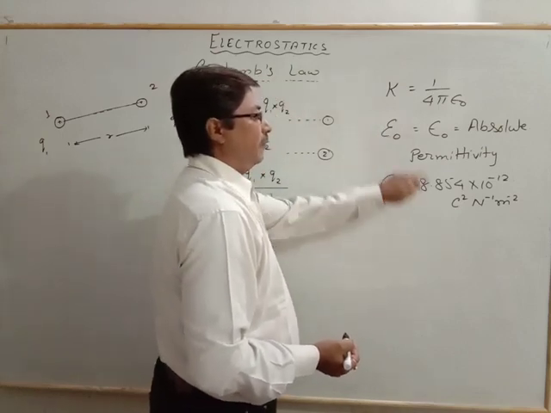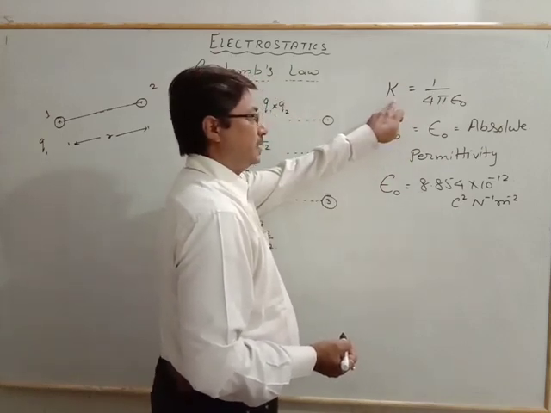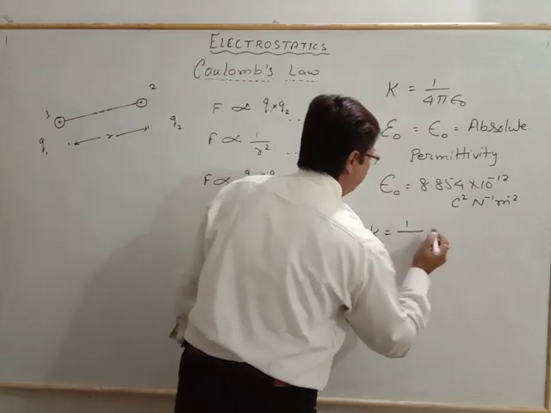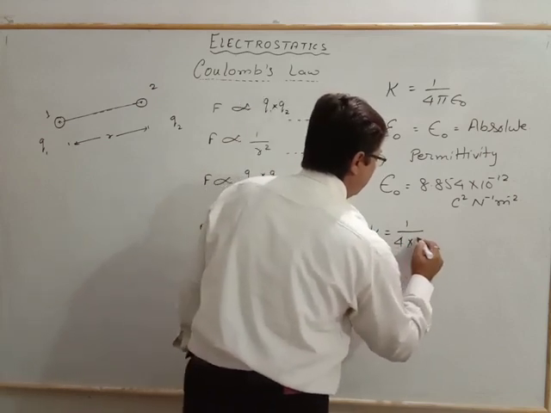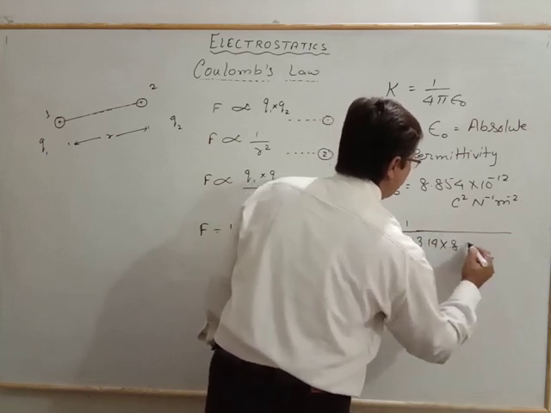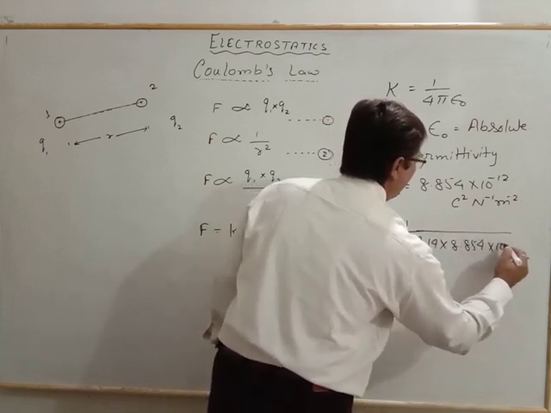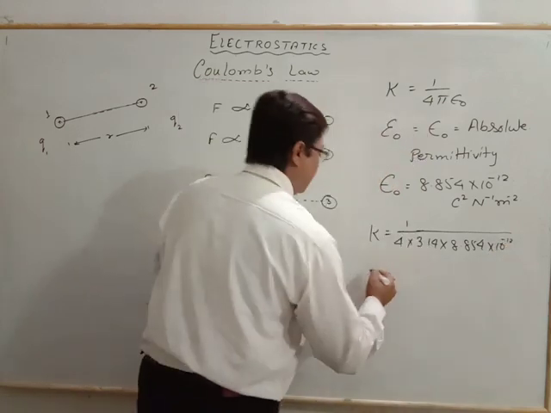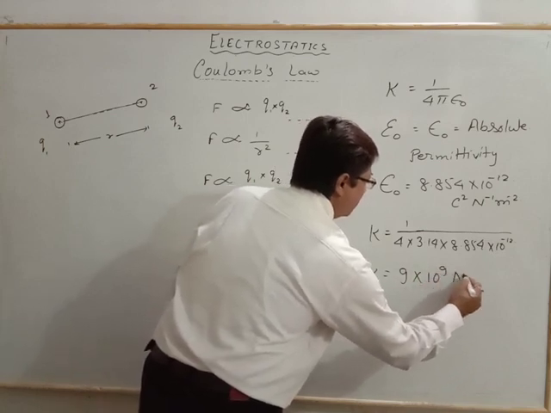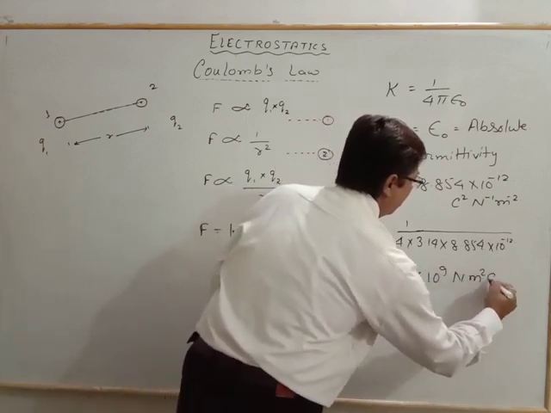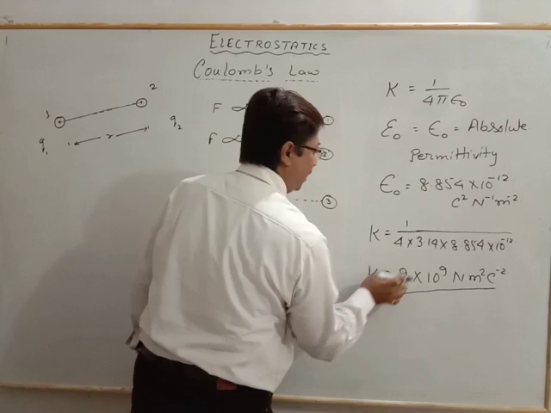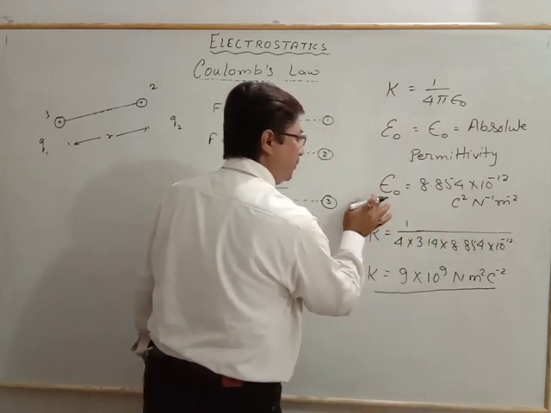So whenever you put the value here in the K, the value of the constant K is equal to 1 by 4 into pi into 3.14 into 8.854 into 10 to the power minus 12. So the value of K becomes 9 into 10 to the power 9, and that is Newton meter square per Coulomb square. So that we come to the value due to the absolute permittivity.